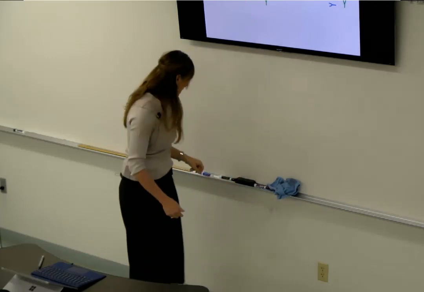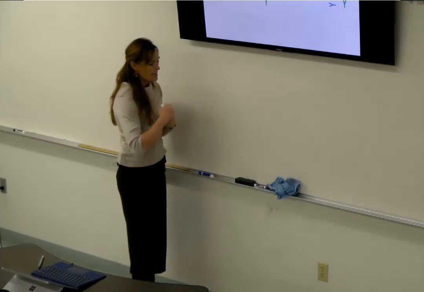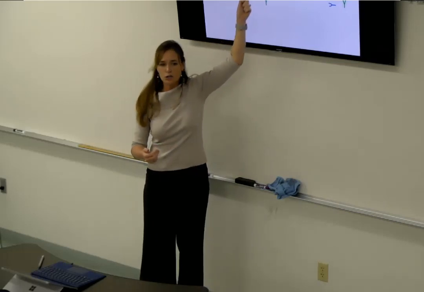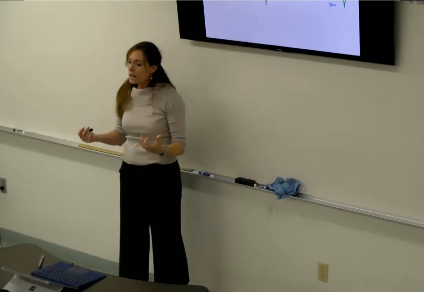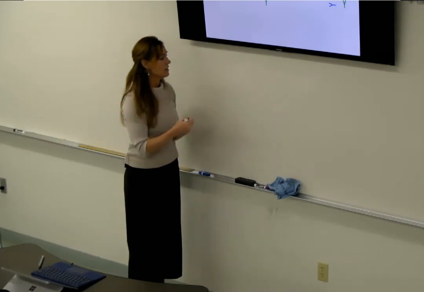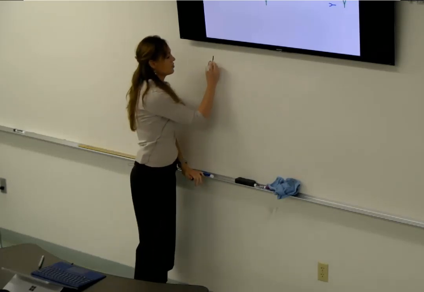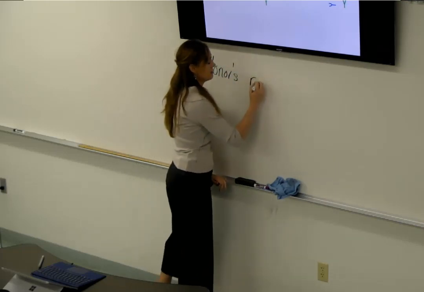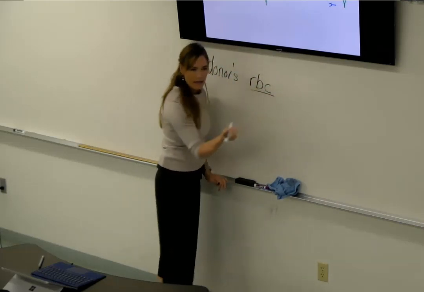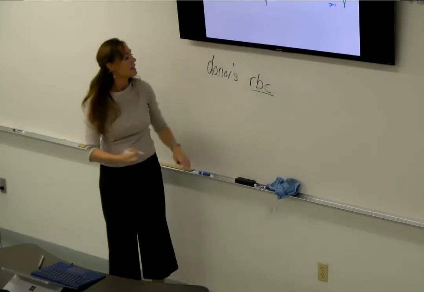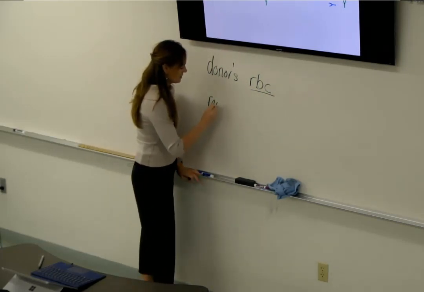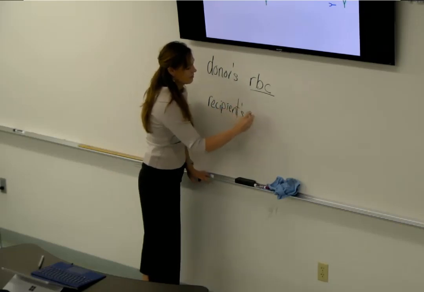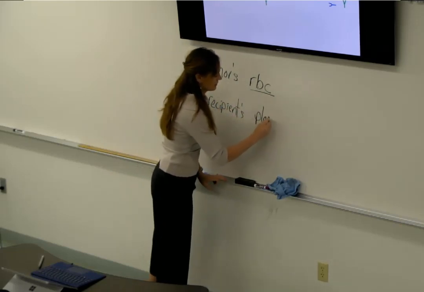So the critical element about naming blood types is what's on the surface of the red blood cell. What marker do you have on the surface of the red blood cell? Donation from one person to another has to do with the donor's red blood cell, what marker they have on their surface, and the recipient's plasma antibodies.